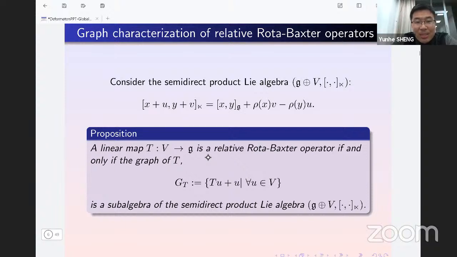Okay, so now we give the graph characterization of relative Rota-Baxter operators. So we consider the semi-direct product Lie algebra structure on the direct sum of G and V. Here is the formula of the semi-direct product Lie algebra structure. And then a linear map T from V to G is a relative Rota-Baxter operator if and only if the graph of T, which is defined by this formula, is a subalgebra of the semi-direct product Lie algebra. So this implies that a relative Rota-Baxter operator gives rise to a complement of the Lie algebra G in the semi-direct product Lie algebra.